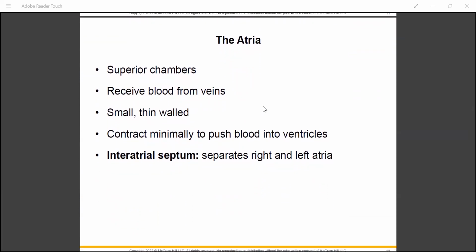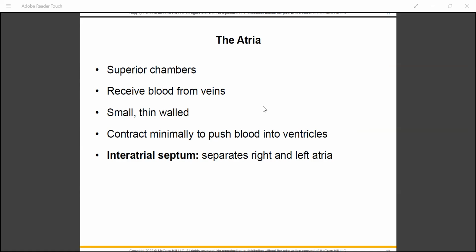So atria are the superior. They're going to receive blood from our veins. So veins are always going to bring blood back to the heart. They're small and thin-walled. They don't need to contract much. They have gravity on their side. They're going to drain into our ventricles. So the blood is going to naturally go. The little bit of contraction is there just to get the last drops out.